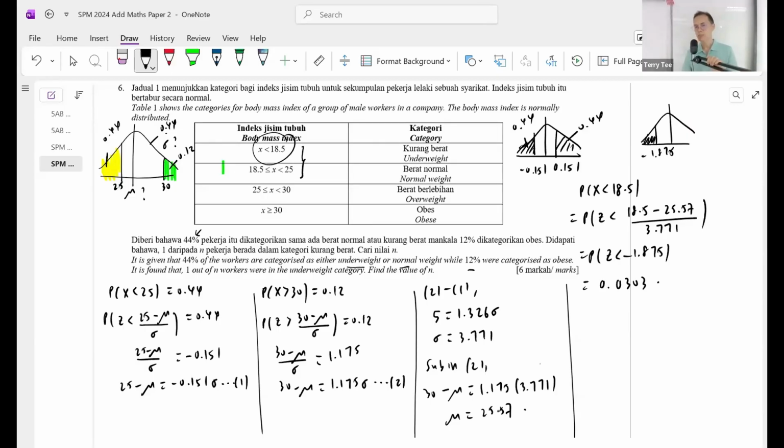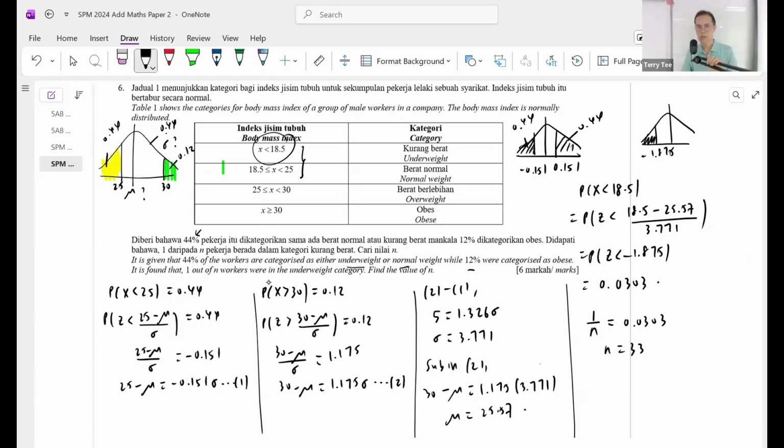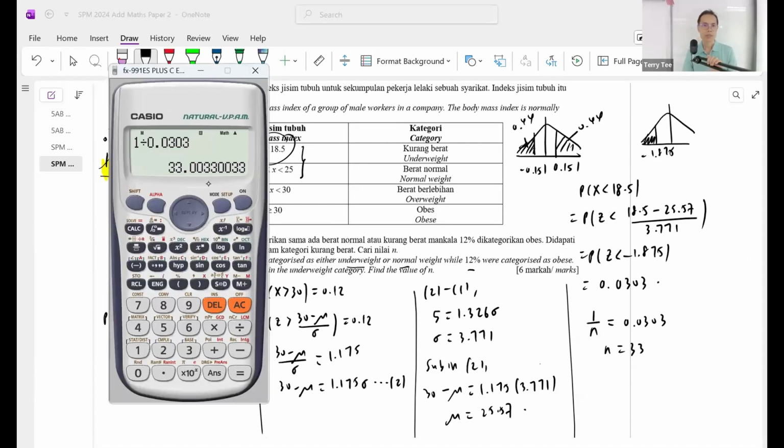So how many people underweight? 1 out of n, right? That is your probability. Your probability underweight is 0.0303. So to find n, we take 1 divide 0.0303. Your n is this, 33. Yeah? And then we can just take 33. 33.00, so it's just 33. Okay, nice number.